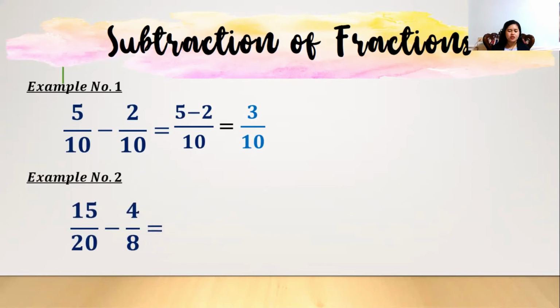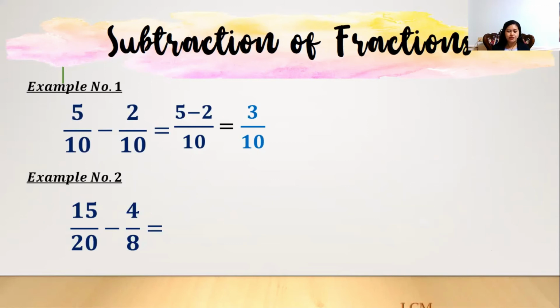Okay, same process also if we have dissimilar fractions. For dissimilar fractions, we first need to change the two fractions into similar fractions. So we get the LCM first, for us to find the new LCD of our two fractions. For this given, our first fraction is 15/20, the denominator is 20. The multiples of 20 are 20, 40. Then the second fraction has denominator 8. The multiples of 8 are 8, 16, 24, 32, and 40.